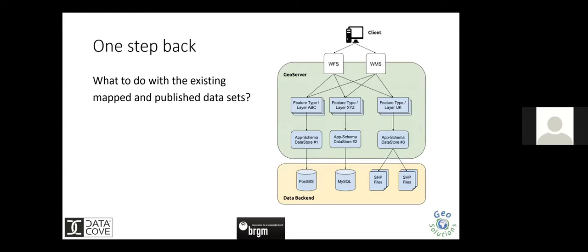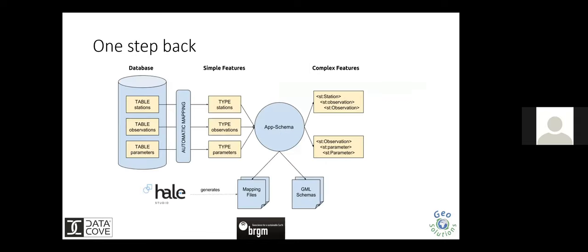So taking one step back, this is where most of us are. We have our various data sources. We have that mapped out to various servers, at least in our case, usually in GeoServer, have that mapped to our feature type, provide that via WFS and WMS, and everything's good. And what do we do with all of this existing stuff? So we need to keep that cleanly on the radar.